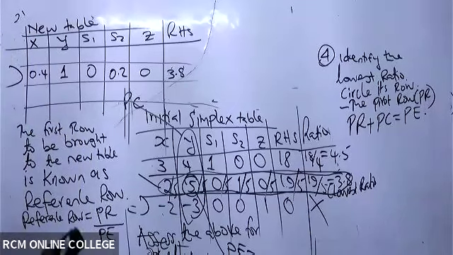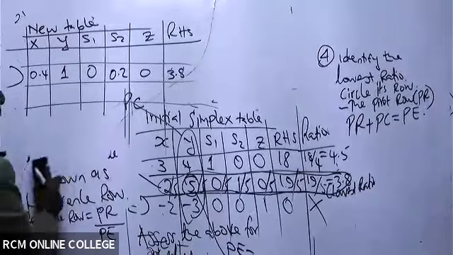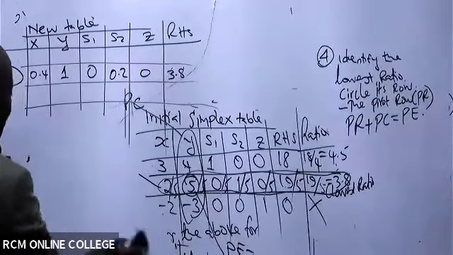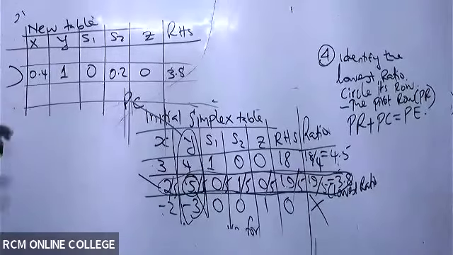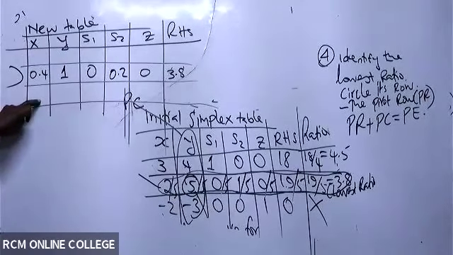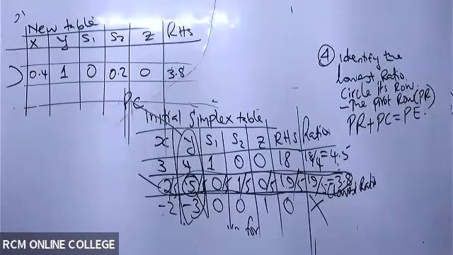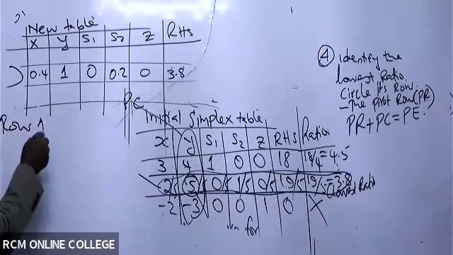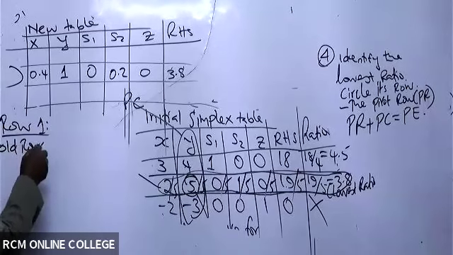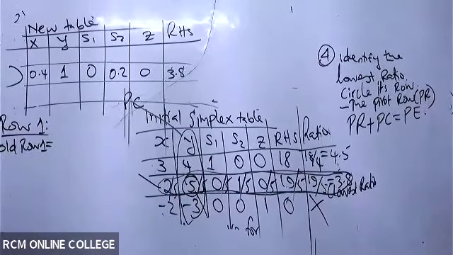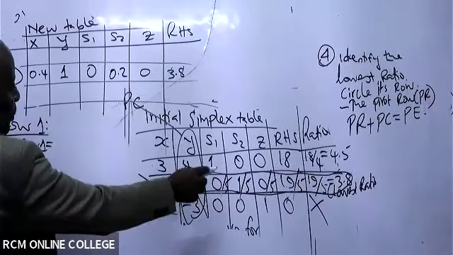Somebody is saying yes. Now let's go ahead and get the missing rows. The moment we understand this, we have understood everything. Row 1 and row 3 are missing, so 2 rows are missing. Let's get row number 1. We shall look for the old row 1. Old row 1 is here from this old table.